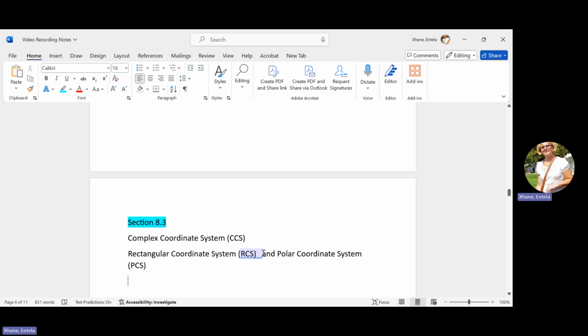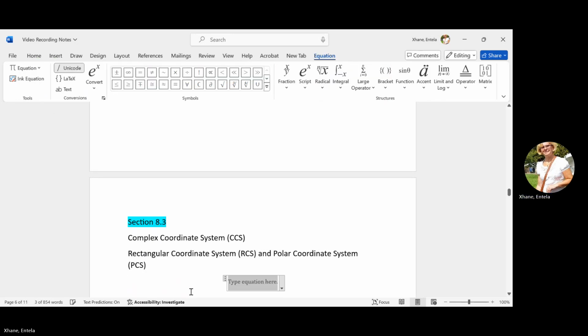Now for each one of them, we do have a form representing each system, and then we just started with the one related to the complex rectangular form.